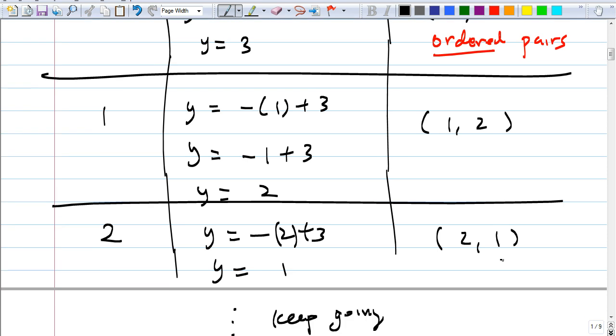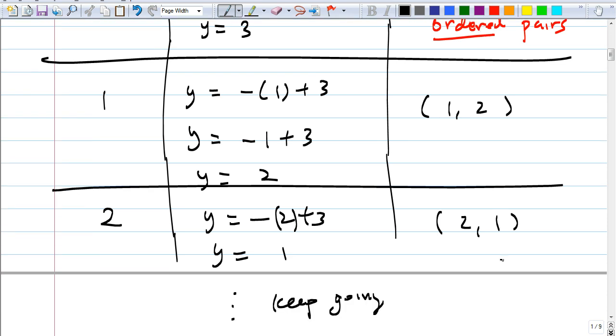Okay. And of course, I could keep going, right? But for something like this, they can't ask you to list everything because it'll take you forever. You could keep on plugging in, even some negative numbers or some fractions if you like. But anyway, so there you are. Any questions? This easy? Yeah. So on your homework tonight, it's going to ask you to give 3 solutions or 5 solutions, depending on what they ask.